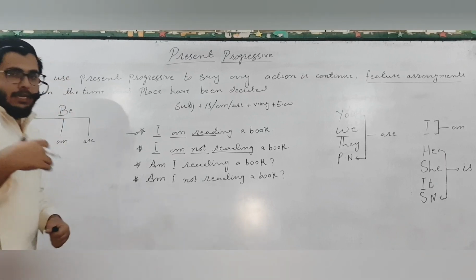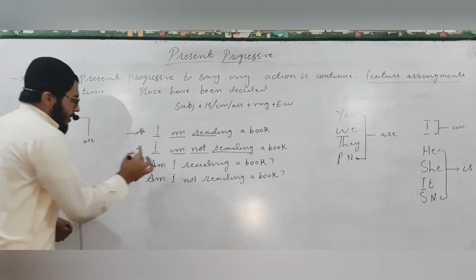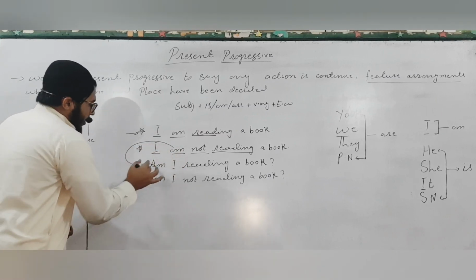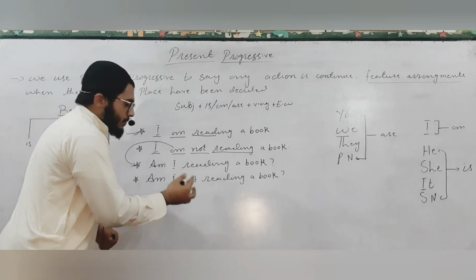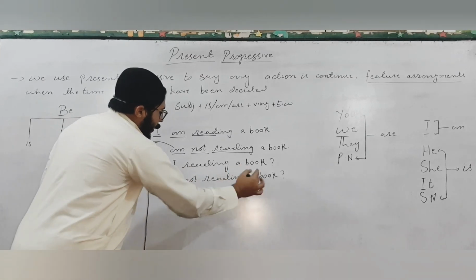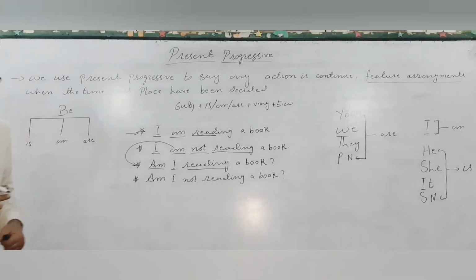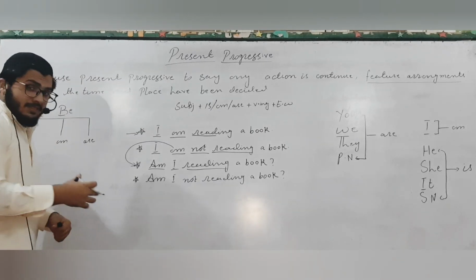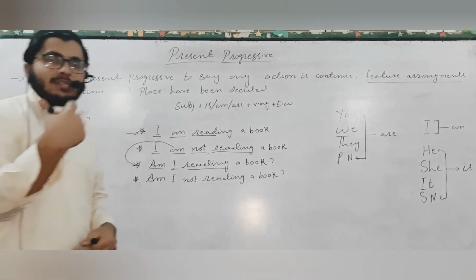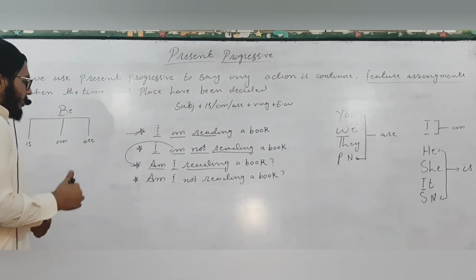And then how to make an interrogative sentence. I will take the auxiliary verb am from here, and I will put it before the subject. Am I reading a book? This is an interrogative sentence. When we ask someone a question, we use it.